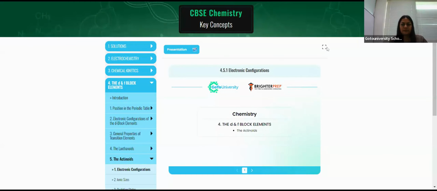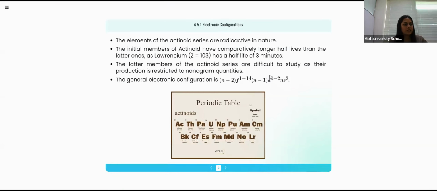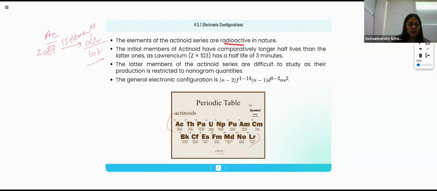Now, if we talk about the electronic configuration of actinoids, the actinoid series is radioactive in nature. The actinoids start with the atomic number of 89, as you can see here, and end at lawrencium with atomic number 103. So again, they have 15 elements present between actinium and lawrencium.